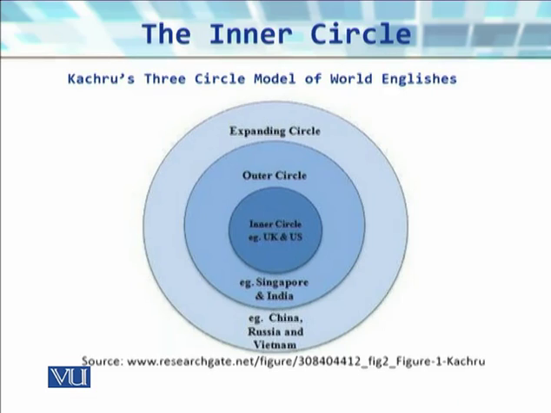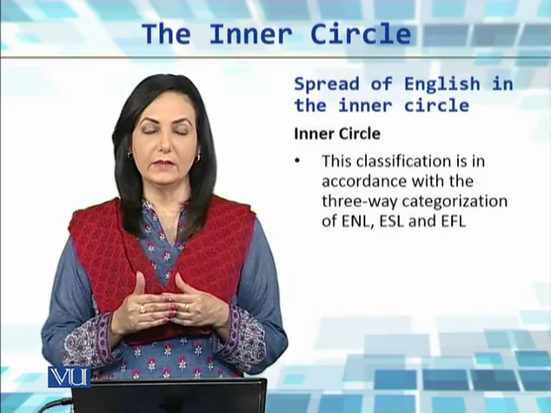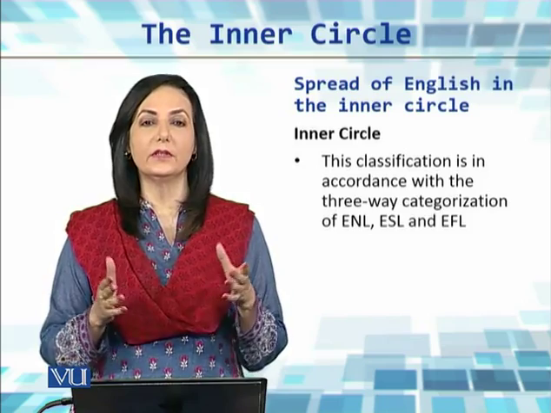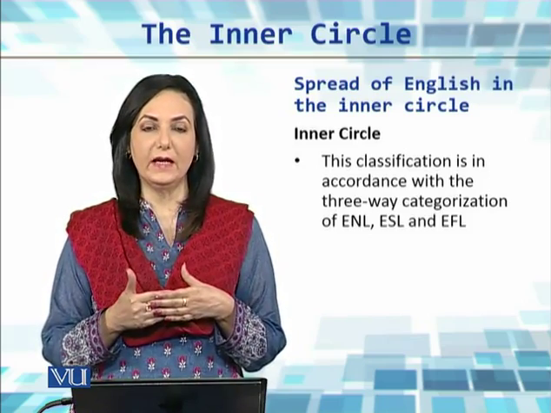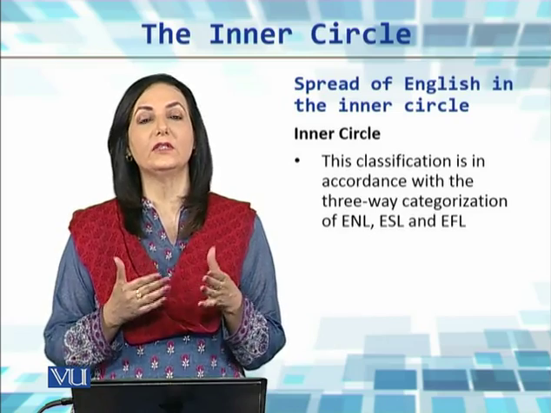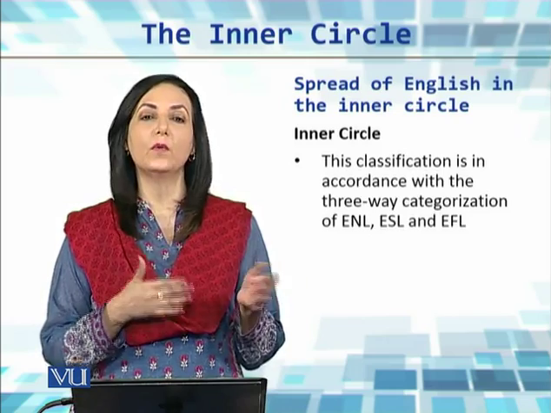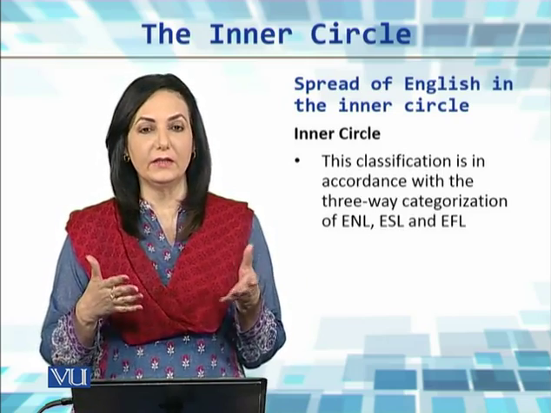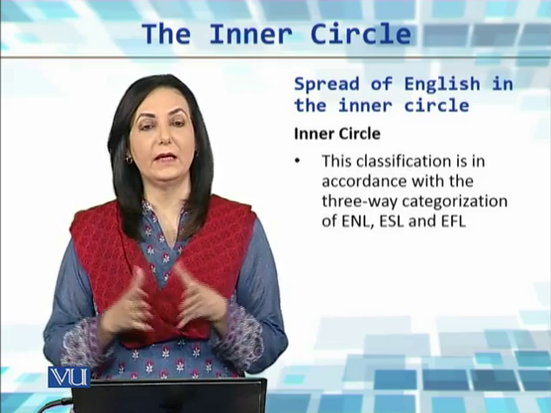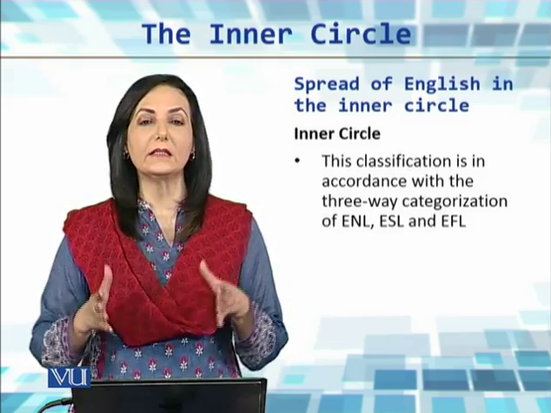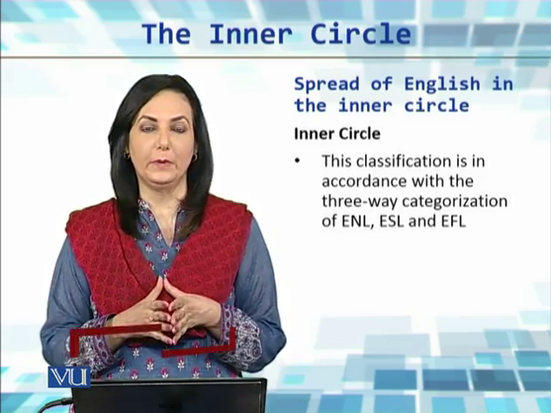UAE, etc. This classification of three circles also corresponds with the classification of English as a native language, English as a foreign language, and English as a second language that we have. The inner circle overlaps with ENL, English as a native language. The outer circle overlaps with ESL, English as a second language. And the expanding circle overlaps with EFL, English as a foreign language.